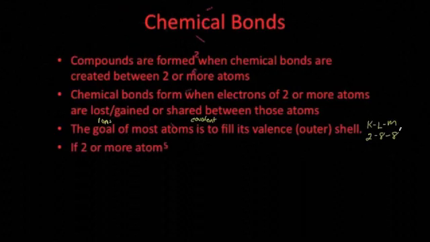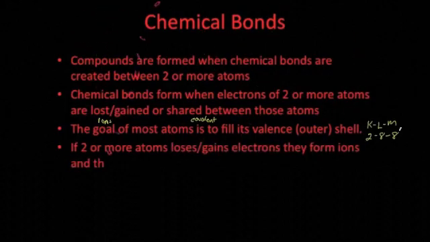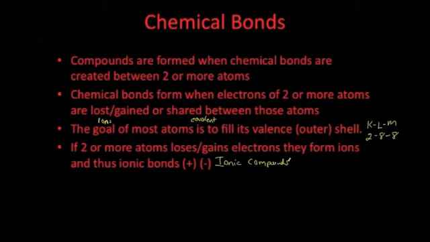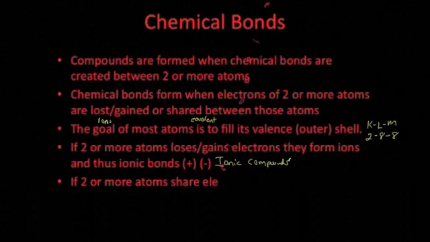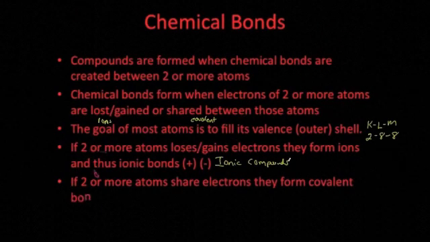So if 2 or more atoms lose or gain electrons, they form ions, and thus ionic bonds and ionic compounds. And they usually occur between a metal and a nonmetal. Metals form positive ions, and nonmetals form negative ions, meaning they gain electrons. If 2 or more atoms share electrons, they form covalent bonds, and these usually occur between 2 nonmetals. Okay, for instance, hydrogen and oxygen is water, and they form a covalent bond, and they're both nonmetals. Whereas sodium chloride, which we know is salt, that's an ionic compound, and sodium is the metal, and chlorine is the nonmetal.